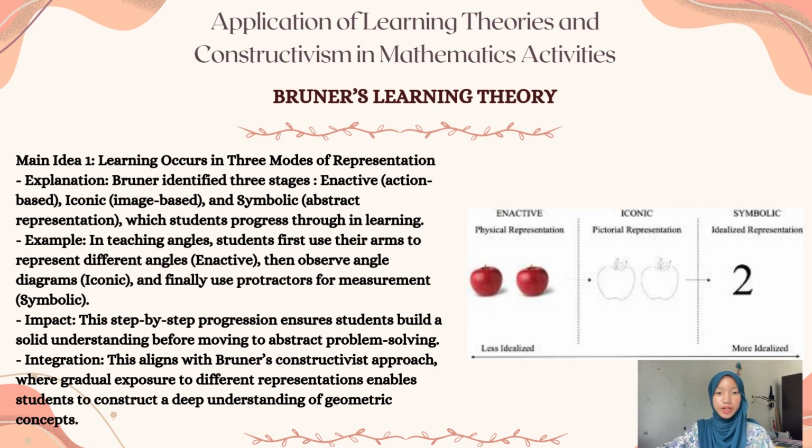Main idea: learning occurs in three modes of representation. Bruner identified three stages. First, enactive. Second, iconic. And the third one is symbolic. For example, in teaching angles, students first use their arms to represent different angles, then observe angle diagrams, and finally use a protractor for measurement. This step-by-step progression ensures students build a solid understanding before moving to abstract problem solving.